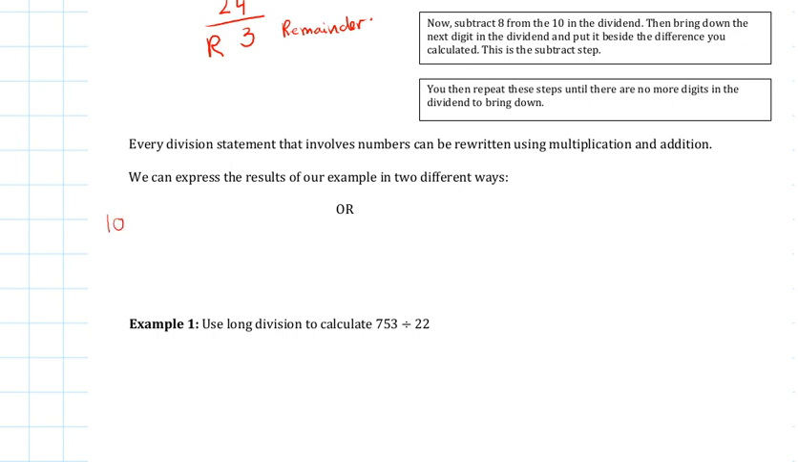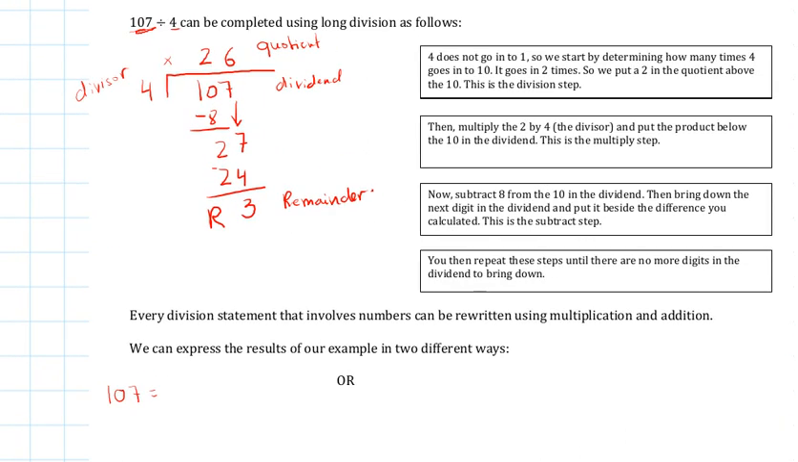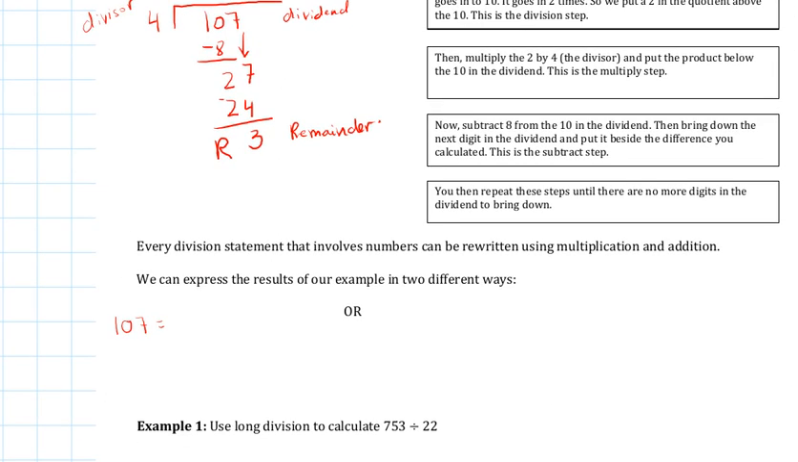You can write it as 107 is equal to... To get 107, I need to multiply 26 by 4, and then add 3, because 26 times 4 gives me 104. So I need to add the remainder to give me the 107. So that's one way to write the division statement: 107 is equal to 26 times 4 plus the remainder of 3.